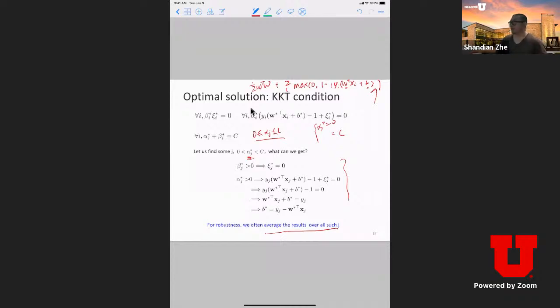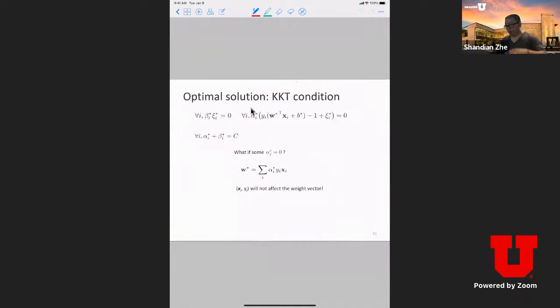Okay. So now we have used the KKT conditions. We derived the dual form of SVM and found a very interesting result. We also know that once I solve the dual form, I can recover the optimal w star and b star. So now let us look at the structure of the solution.